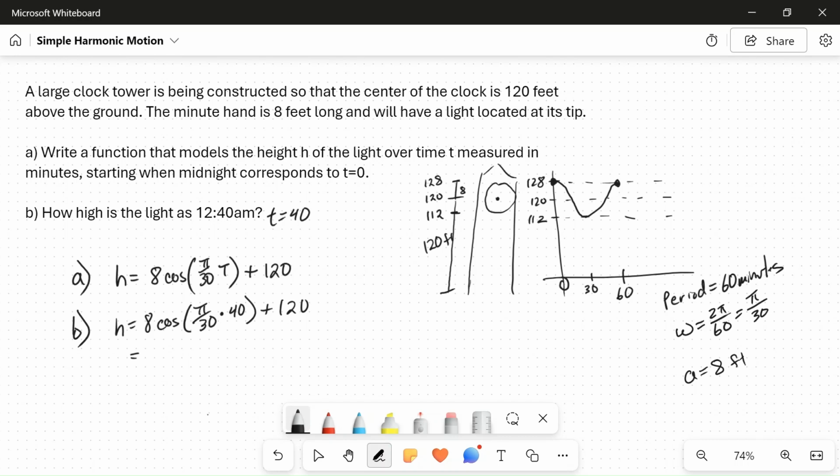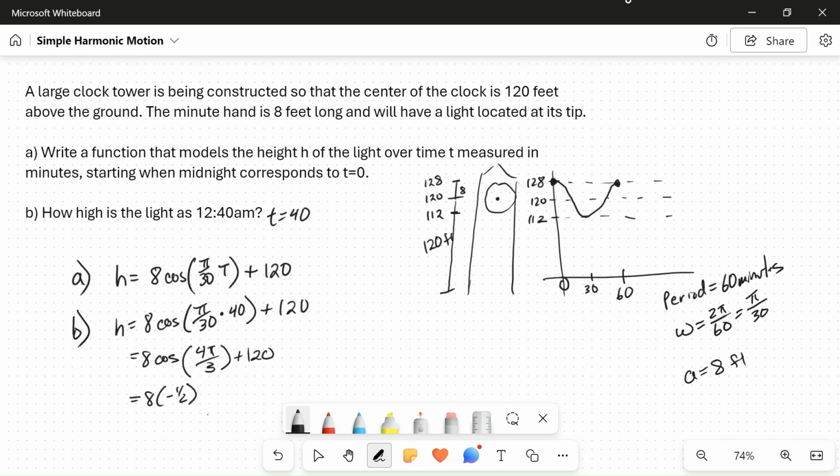Okay, so this is going to be 8 times the cosine. You could write this as 40 pi over 30, but the zeros are going to cancel, so we're just going to be left with 4 pi over 3, and then plus 120. So we're going to have 8 times the cosine of 4 pi over 3. We can go ahead and use our unit circle values here. Cosine of pi over 3 would be a half. 4 pi over 3 is in the third quadrant on our unit circle. So cosine in the third quadrant is negative. So this is going to be a negative 1/2.